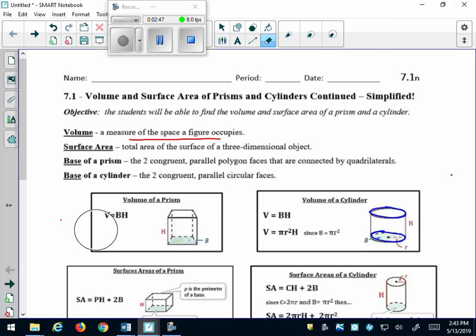So it's a very simple formula, BH, but we use capital letters because the B stands for the area of the base. Not just base, you don't just say base. B doesn't stand for base, B stands for the area of the base. Okay, that's a really important thing. Capital B is area of the base.